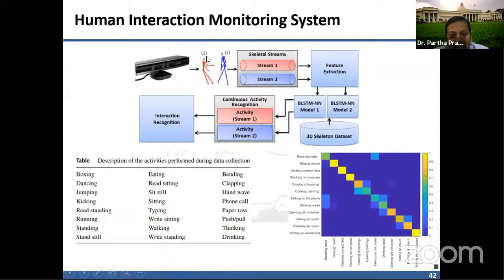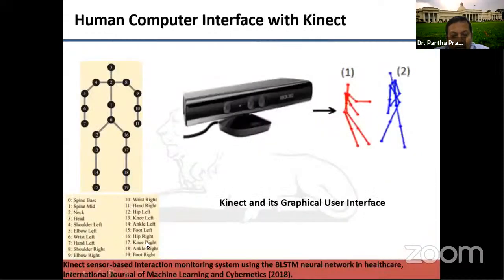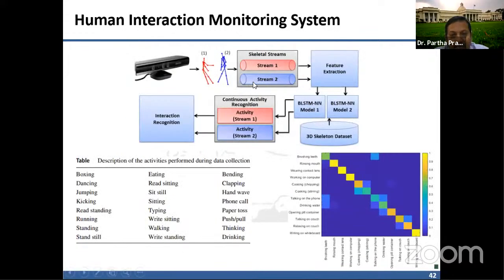So Microsoft Kinect generates the stick diagrams, and from each stick diagram, we get these 20 joint points. Okay, like I said, the spine, head, shoulder, legs, all these points. And then from that information, we train our classifiers like neural networks or LSTM models. And then finally, we combine these individual models together to get the results.